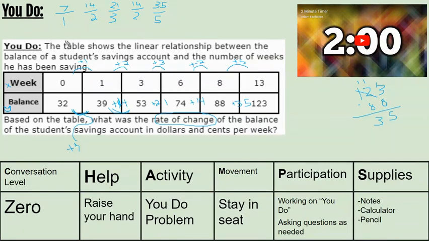If we divided all of these, so 7 divided by 1 is 7, 14 divided by 2 is 7, 21 divided by 3 is 7, 14 divided by 2 is 7, and 35 divided by 5 is 7. We see that our slope would be 7. Okay? So it says based on the table, what is our rate of change of the balance of student savings account in dollars a week? All we need to know is that the rate of change is a slope, and our answer would be 7.